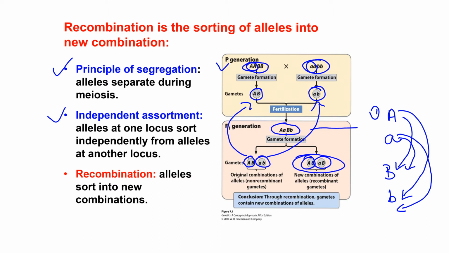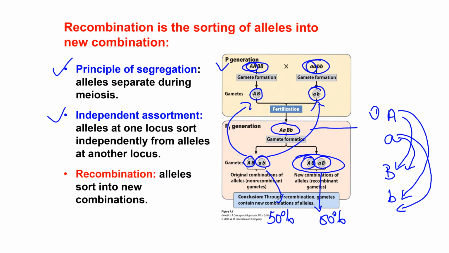So recombination is not just crossing over. Recombination is sorting of alleles into new combinations. So during independent assortment, you will have 50% or 1/2 original parental gametes, and 50% or 1/2 recombinant gametes. So now what about linked genes?